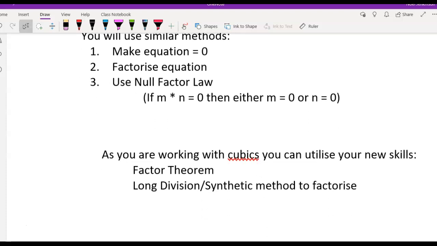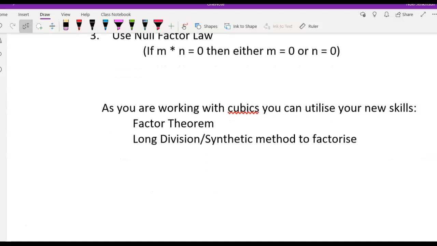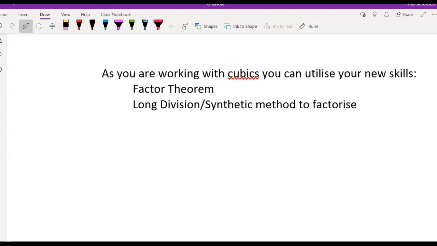As you're working with cubics in this exercise, you can of course utilise the new skills you've just done this week, things like the factor theorem and synthetic method or long division or inspection to factorise cubics, and once they're factorised you can of course use the null factor law. So I'm going to take you through a number of examples.